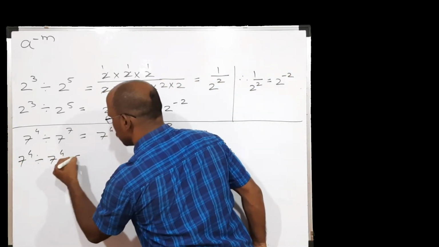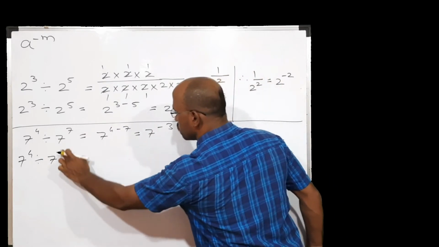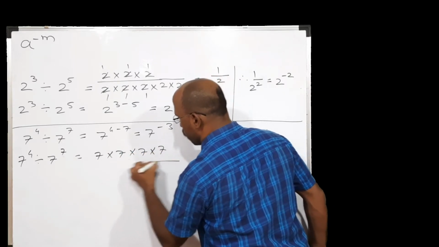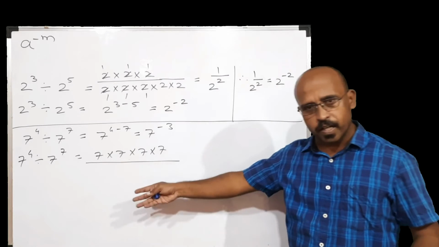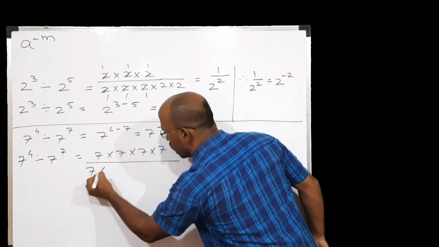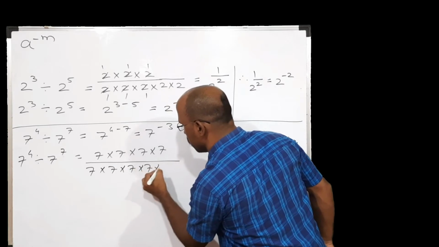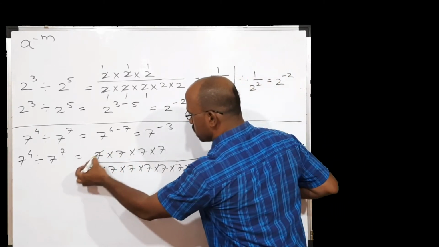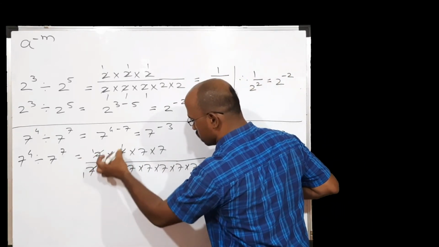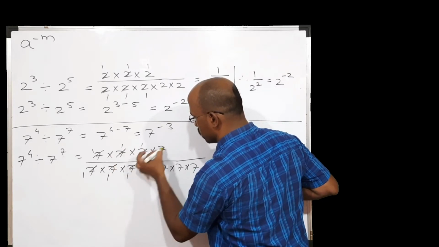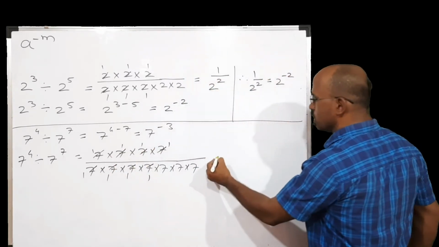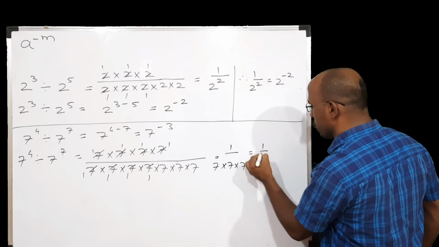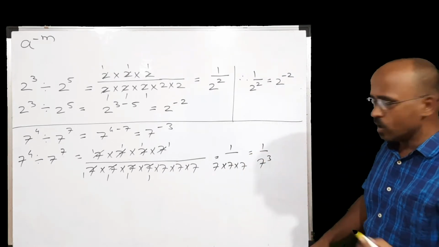That is equal to 7 raised to 4, meaning 7 multiplied by itself 4 times, upon 7 raised to 7, meaning 7 multiplied by itself 7 times. 1, 2, 3, 4, 5, 6, 7. And by applying test of divisibility, the 7s will cut, 7 on the 7, one after another. So what remains? 1 upon 7 into 7 into 7, which is nothing but 1 upon 7 raised to 3.